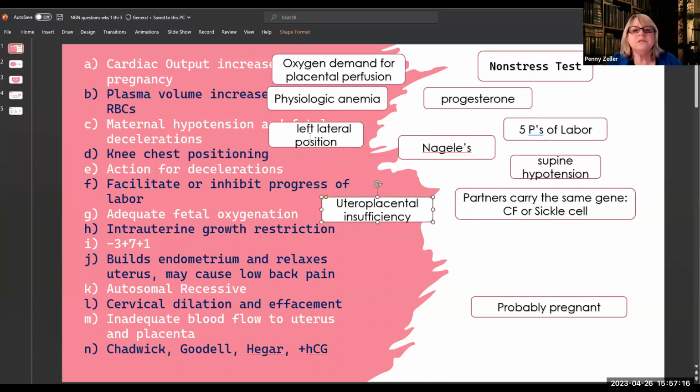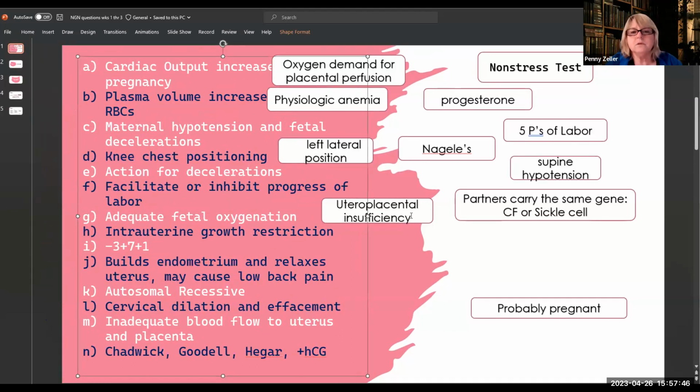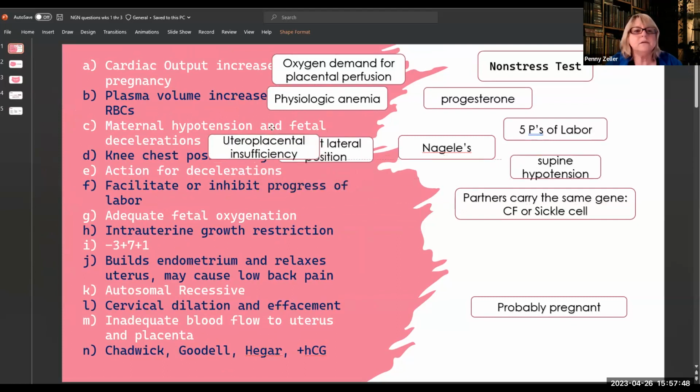So in other words, once again, if we know that mother's blood pressure drops, we expect the fetal heart rate to drop. There's not enough uteroplacental blood flow, it's insufficient. And the first thing we do when we notice decelerations like that, even if it's related to low blood volume, is we turn mom up on her left side. So both of those are good for that.